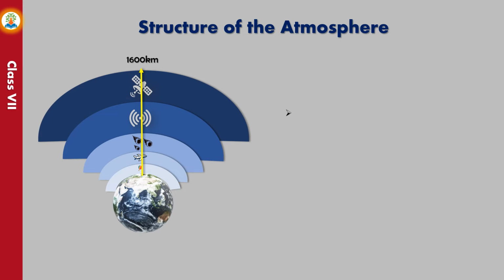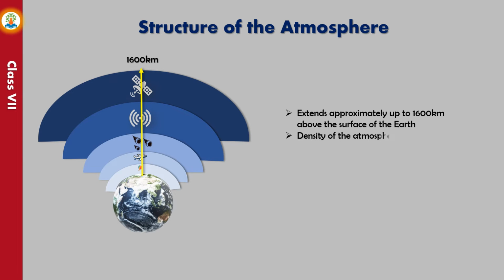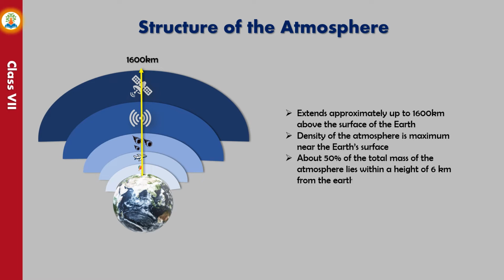The atmosphere extends approximately up to 1,600 kilometers above the surface of the Earth. The density of the atmosphere is maximum near the Earth's surface. About 50% of the total mass of the atmosphere lies within a height of 6 kilometers from the Earth's surface, and about 99% lies within a height of 32 kilometers.